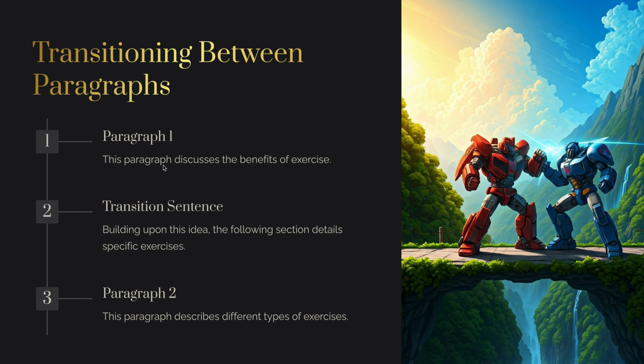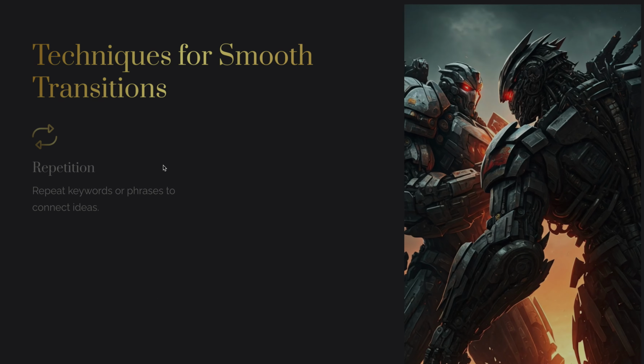So a transition sentence between paragraph 1, the benefit of exercise: building upon this idea, the following section details specific exercises, and then describing types of exercises that people could do. By doing this, you've given me foreshadowing, and you've let me know that the subject's changing, but how it's still connected, and that you're building upon stuff. So that is what is key for transitions between paragraphs.